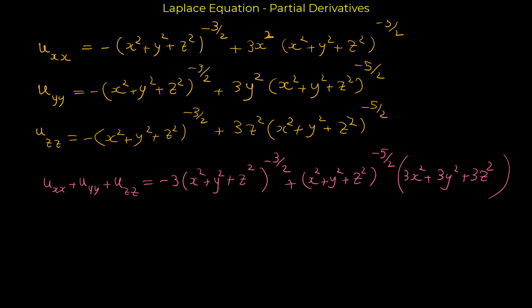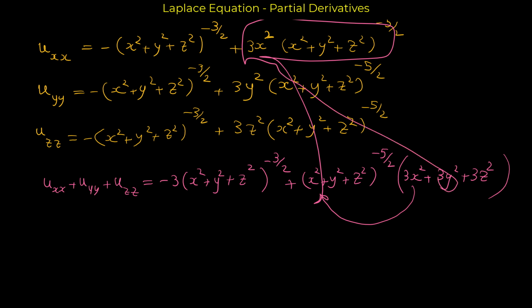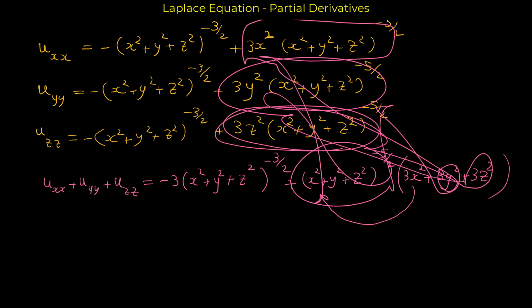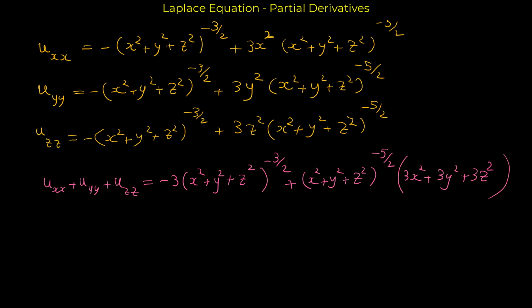3x^2 plus 3y^2 plus 3z^2. When we multiply this by this, we have exactly this. 3y^2 times this would be this, and 3z^2 times that would be this. So it's the same. We want to show that the sum is 0. Now look at this part. Look at the right side. We can factor a 3 from these terms because all of them have a 3.